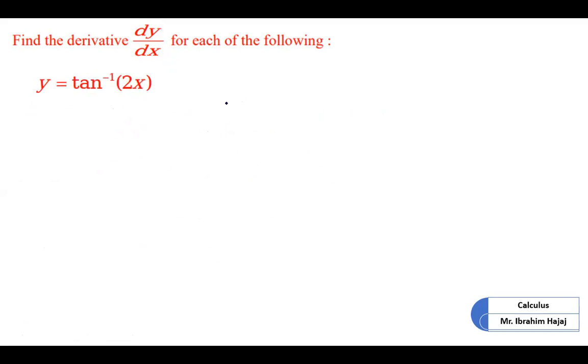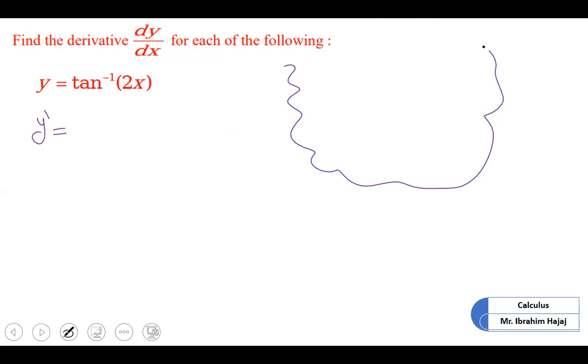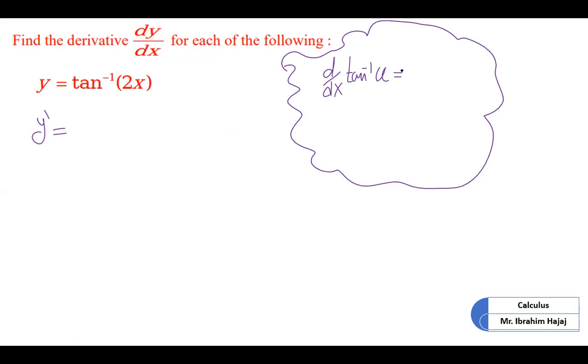Find the derivative of this function, tan inverse of 2x. So y prime here is equal to, what's the derivative of tan inverse of x? Let's write it here as a rule. What's the derivative of tan inverse? D over dx of tan inverse of u, such that u is any function like 2x, like cosine, like sine, like 4x squared, any function.